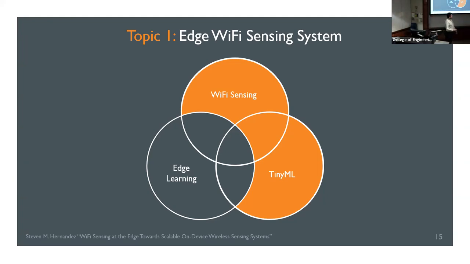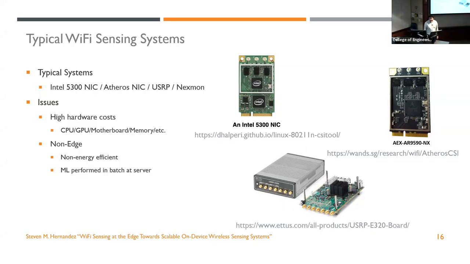Now that we talked about the background of Wi-Fi sensing, let's see how we can start combining Wi-Fi sensing with edge computation, so running on small devices. Typically when people use channel state information or do Wi-Fi sensing, they'll use one of these modules, whether that's a network interface card where you need a full computer to do all the processing, or something like this USRP, which is a software-defined radio. These are expensive, laboratory equipment. They're not something that's going to actually be deployed at a large scale.